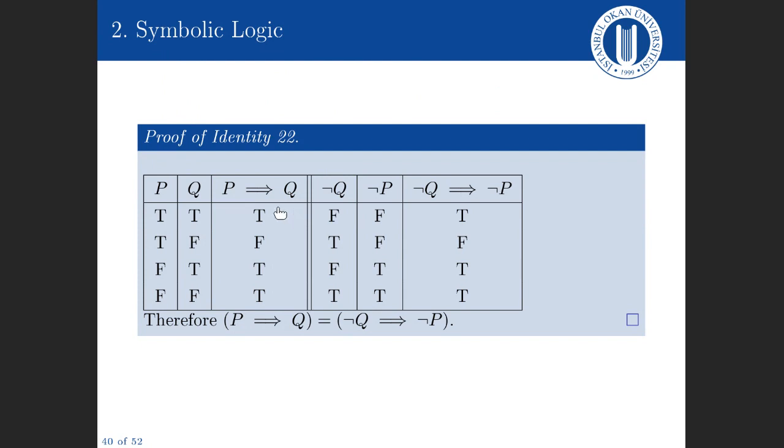P implies Q, copy it from before, true, false, true, true. I need not Q, opposite of Q, and I need not P, the opposite of P. So whatever Q is, do the opposite for not Q. Whatever P is, do the opposite for not P. And now I want to look at the right-hand side of the table. Does false imply false? Yep, that's true. Does true imply false? No, that must be false. Does false imply true? Yeah, true. Does true imply true? Yes, true.